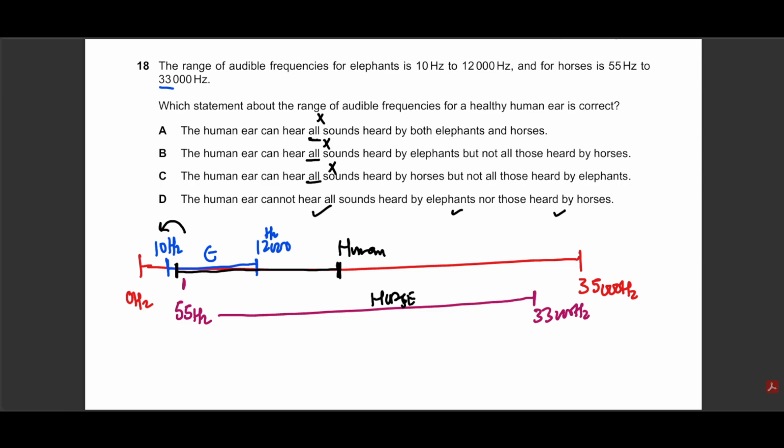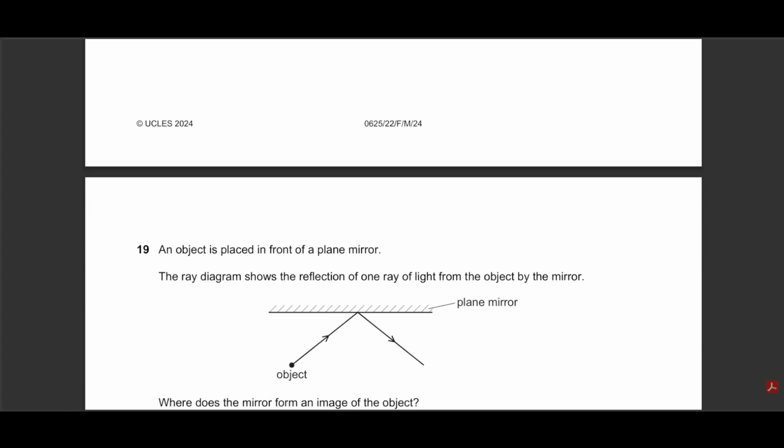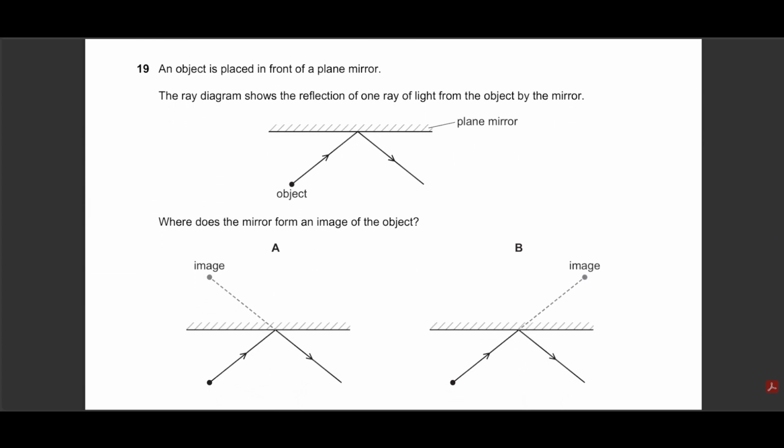And horses can go beyond 20,000, which is much more than what we can hear. So option D looks like the most plausible option. Question number 19. An object is placed in front of the mirror. Which ray diagram would be the most appropriate?